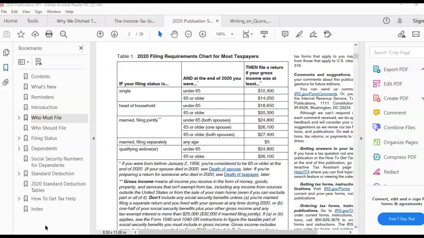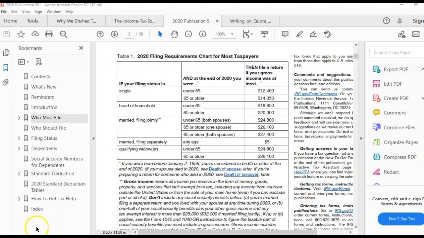If you're single and over 65 and you made over $14,050, you must file a return. If you're head of household under 65 and you made over $18,650, you must file a return. If you're head of household over 65, you must file if you made over $20,300. If you made under that, you don't have to. That's how each section works: the filing status, whether you're over 65 or under, and then the third column is the dollar amount of your gross income. Based on that information, it is determined whether you are required to file a return. So it speaks for itself when you break it down that way.